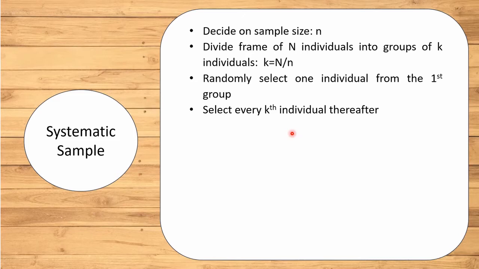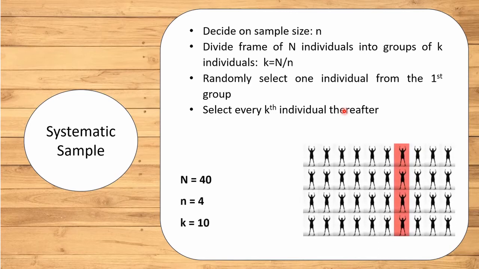Afterwards, it's every kth individual, the group size that you selected, that you're selecting from each group. So here, say n is 40, that is your population size, and your sample size is only 4, and because of that your k is 10, right? So you have 10 groups of individuals.